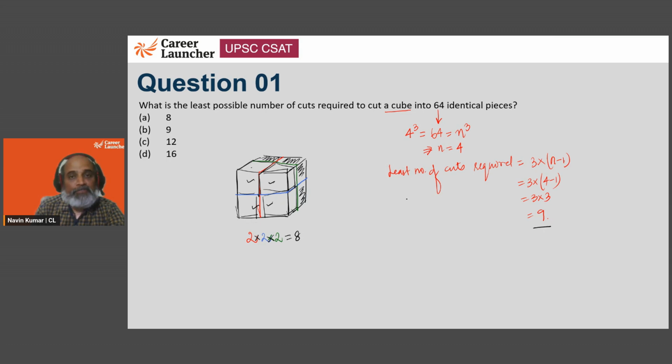So that is the reason why, in order to get the least number of cuts, we need to make it 3 times n minus 1. So this 3 denotes the number of dimensions that we are cutting into. So the answer is going to be option B, which is 9.